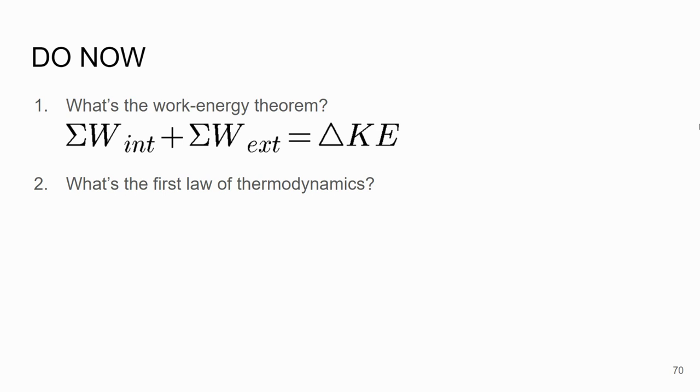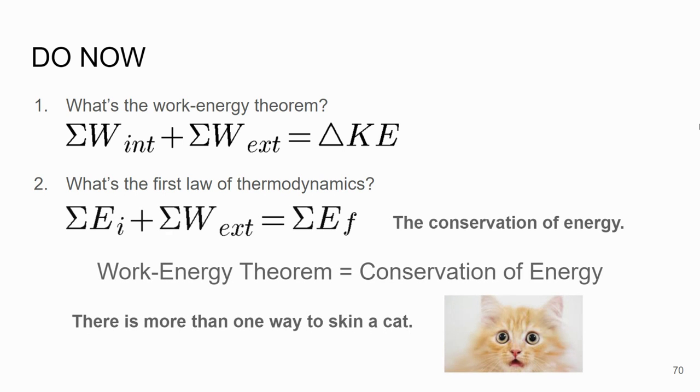Second question, what's the first law of thermodynamics? Well, that's the law of conservation of energy. And mathematically, we write it like this. Sigma E initial, the sum of your initial energy, plus sigma W external, the sum of your external work, equals sigma E final, the sum of your final energy. I like that idea much more. I keep saying that. Add up all of your initial energy plus any work that is giving you more energy or perhaps taking energy away, and that will tell you the sum of your final energy.